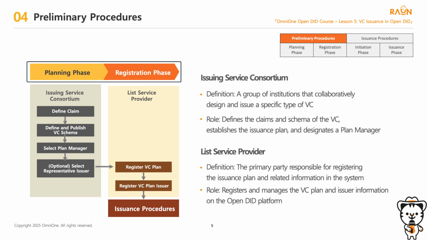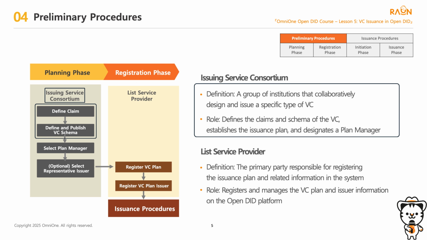As the name suggests, this phase covers planning and registering the required components for VC issuance. First comes the planning stage. A consortium of issuers comes together to define the claims and schemas to be used. Of course, an issuer can also operate alone. For example, a consortium of Korean universities may define a common claim and schema for issuing digital diplomas.